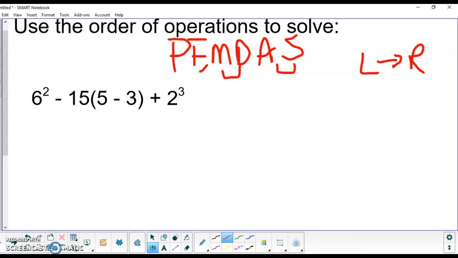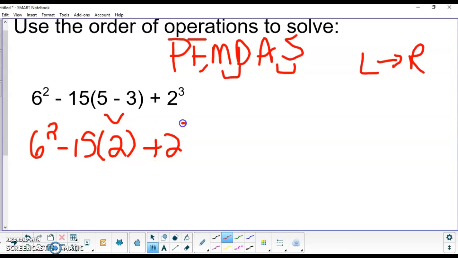Let's take a look at this example. The first thing I'm going to look for is parentheses. Because I have this in parentheses, that's what I'm going to do first. I'm going to bring down the 6 squared and the minus 15, because I'm not using them yet. The only thing I'm doing is what's inside the parentheses, subtracting. I bring everything else down.